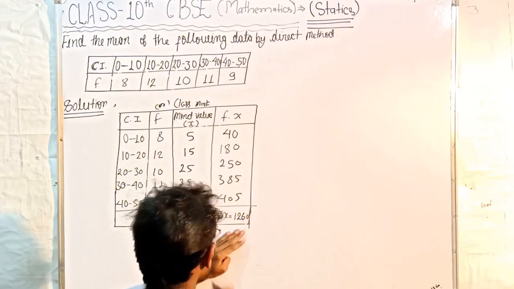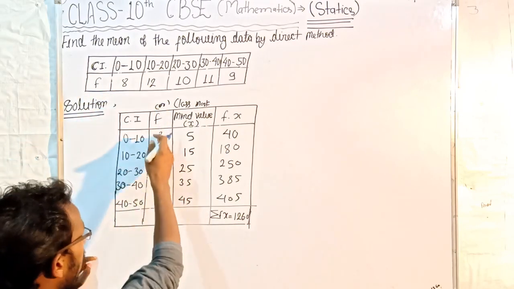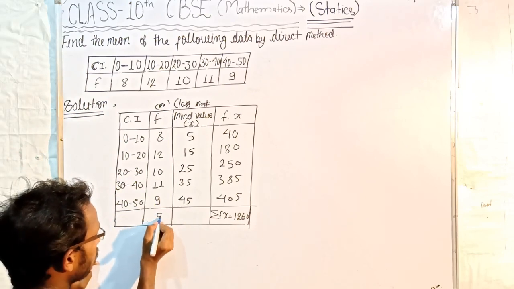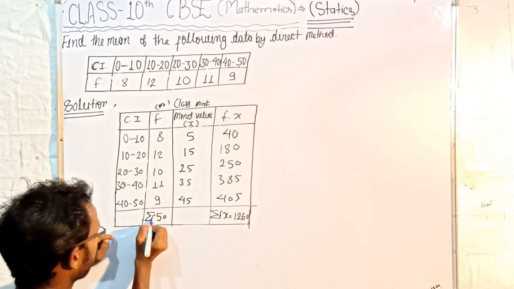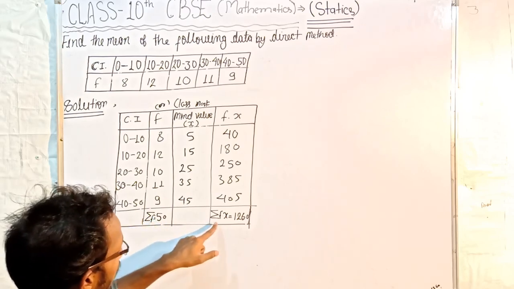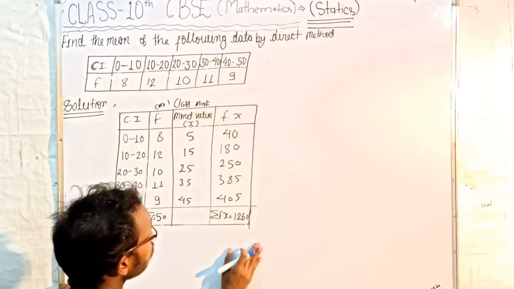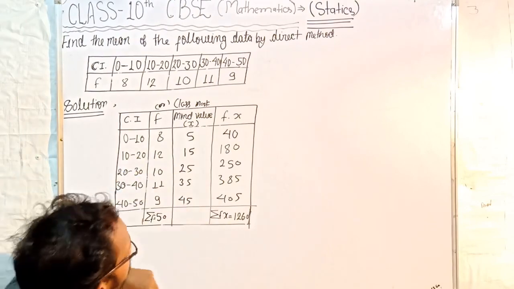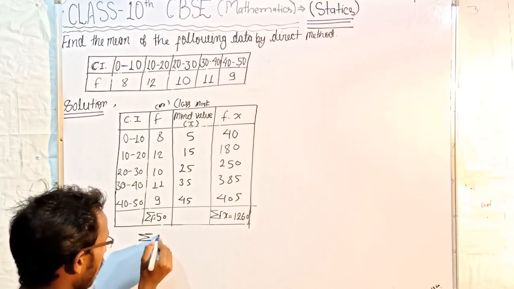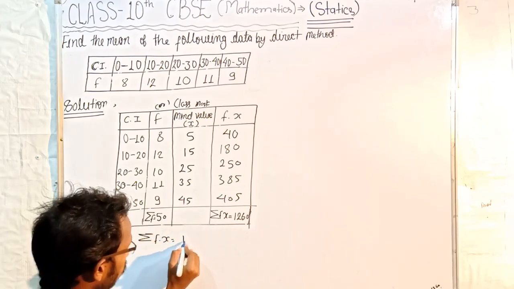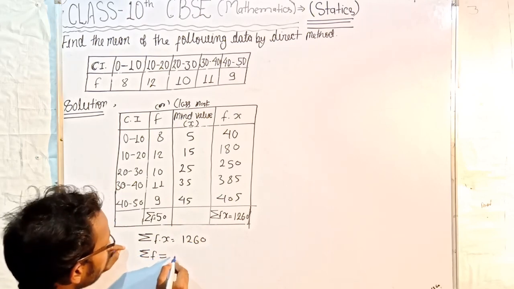Okay. Now you will also have to add all the frequencies. If you add all the frequencies, then you will get 50. You can denote this sum of frequency as summation, that means sigma f. Sigma f is equal to how much? 50, and sigma fx is equal to 1260. Okay. For the solution of this data by the direct method, you will have to write all the data that you have collected here. Sigma fx is equal to 1260, and this sigma f is equal to 50.